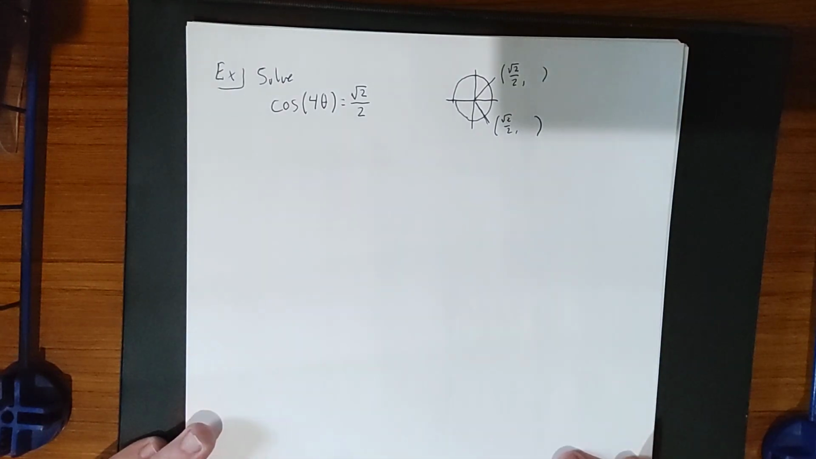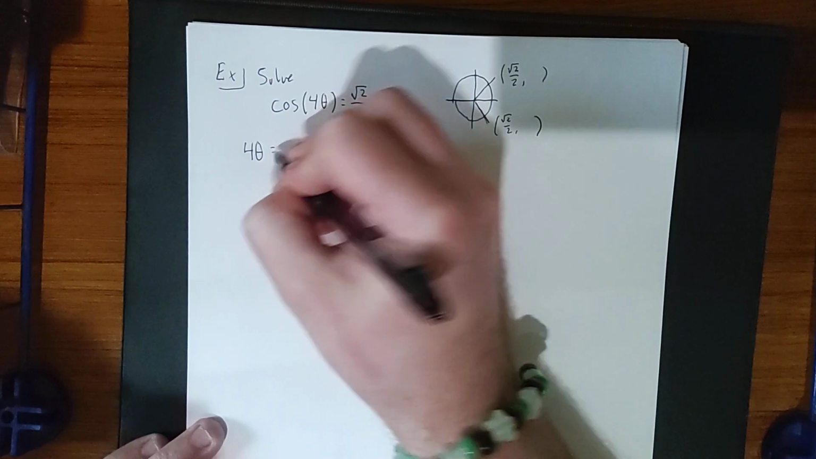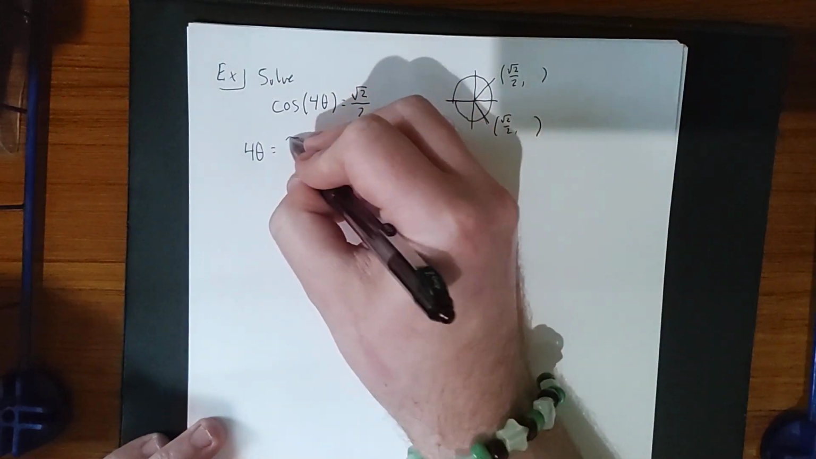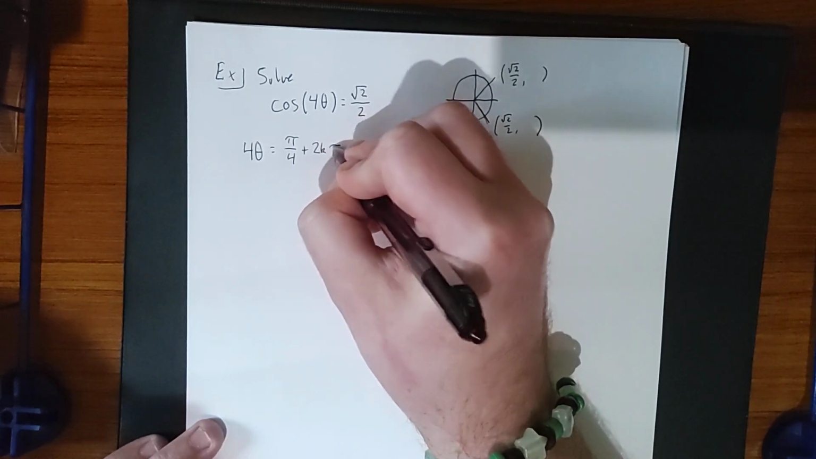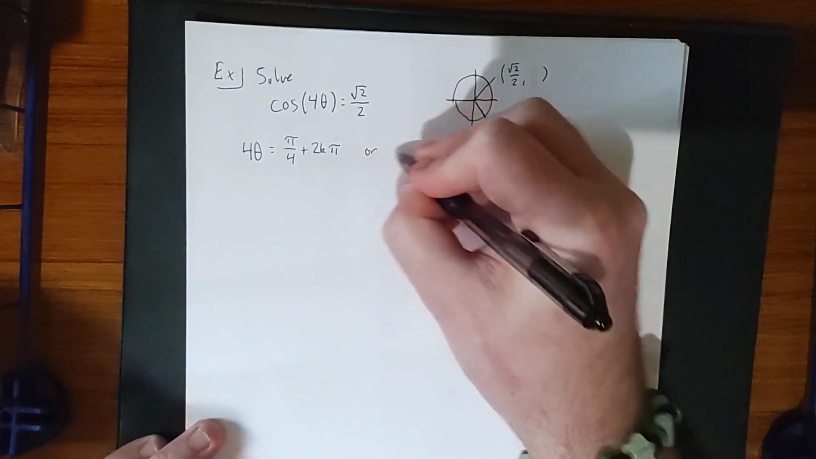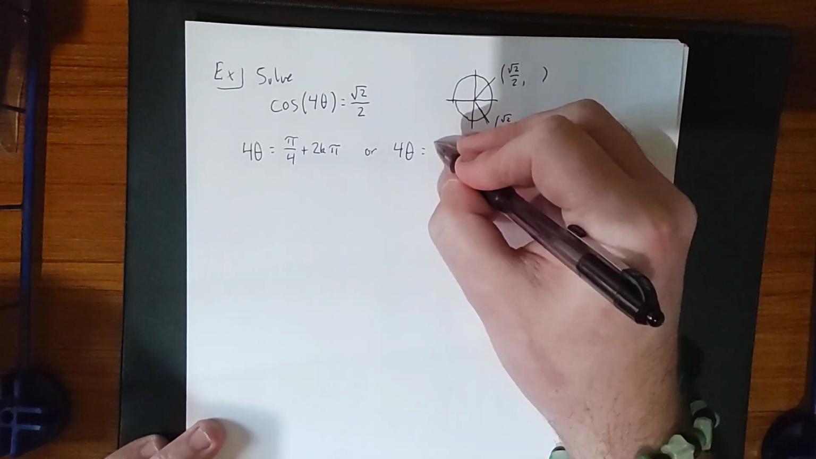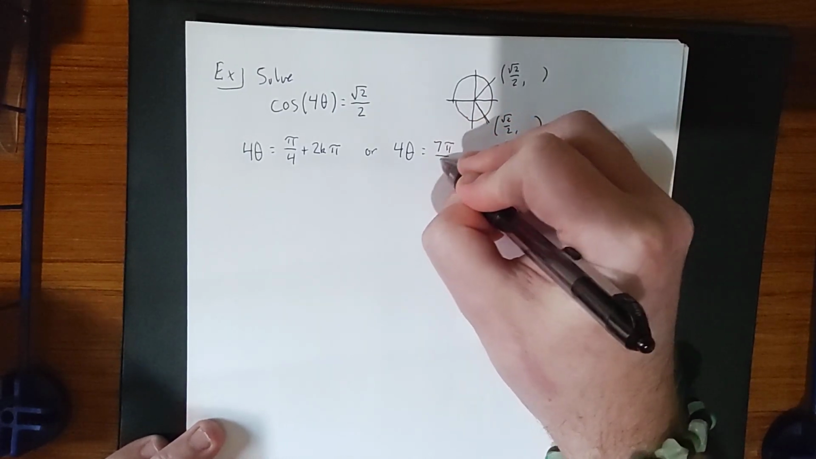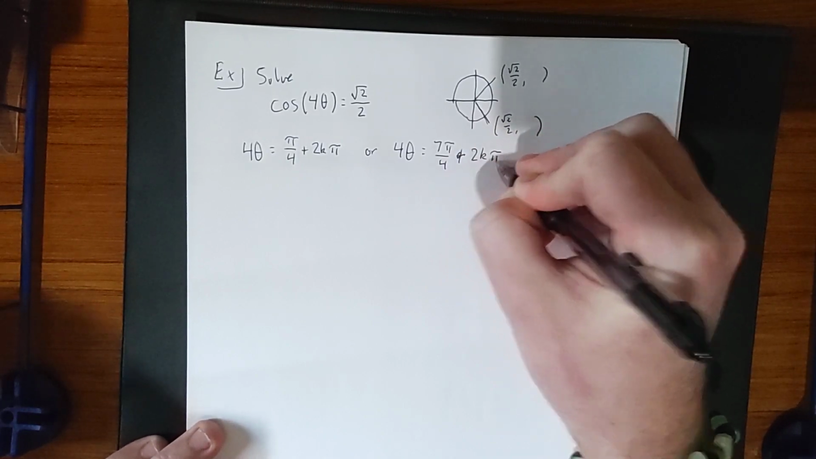Referencing your unit circle if need be, please feel free to do so. And writing down the general solutions, in quadrant 1, the angle would be pi over 4. And then we'll generalize that solution by saying plus 2k pi. Or, in quadrant 4, the angle that we're looking for is 7 pi over 4. And then once again generalizing that plus 2k pi.